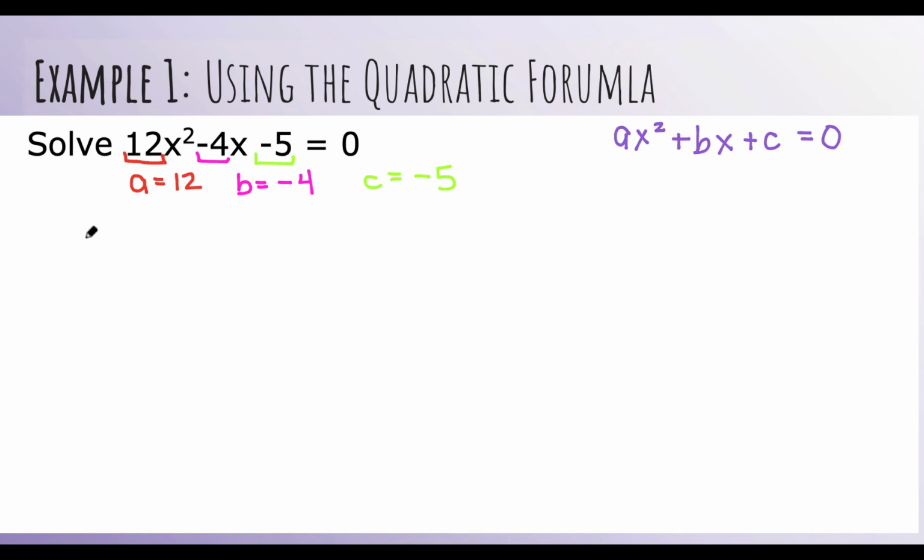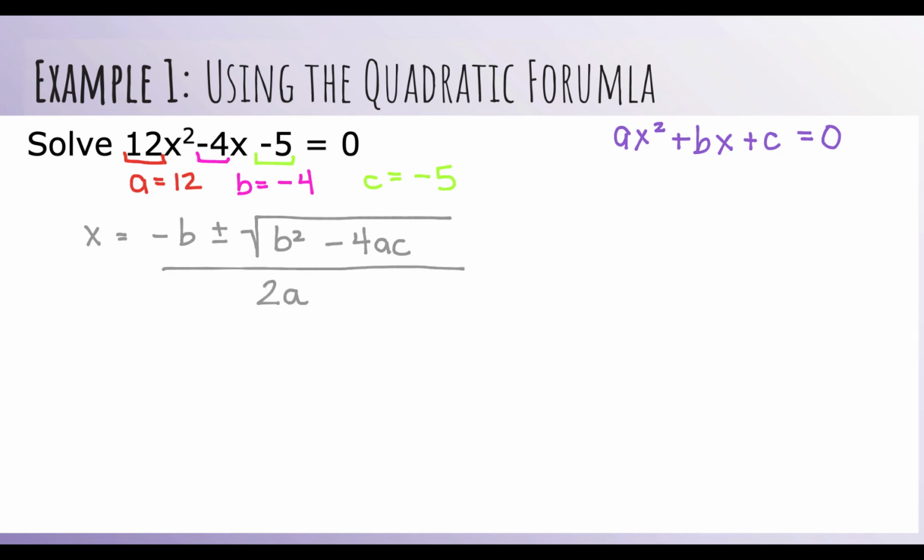Our quadratic formula starts as x is equal to negative b plus or minus the square root of b squared minus 4ac, over 2a. Okay, so we're going to plug in the values that we know. We know a is 12, b is negative 4, and c is negative 5. So we have x is equal to a negative, and then we're plugging in our b value. We know b is negative 4.